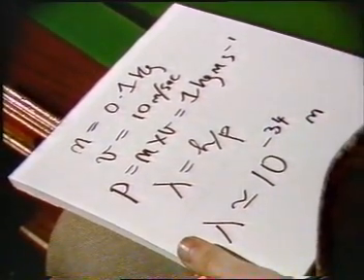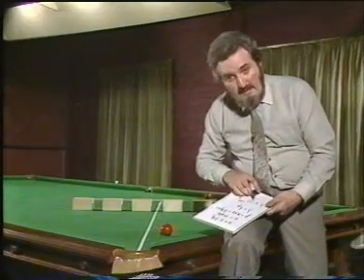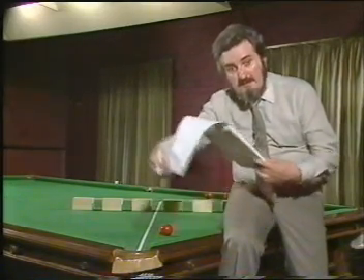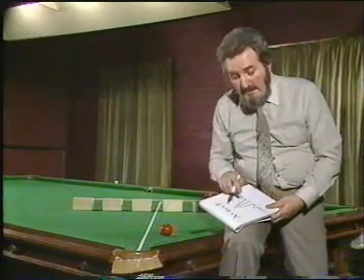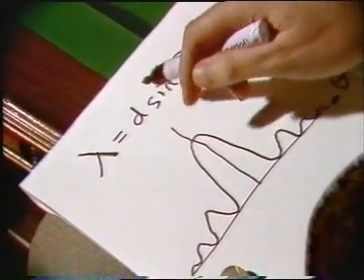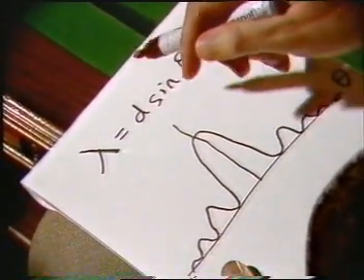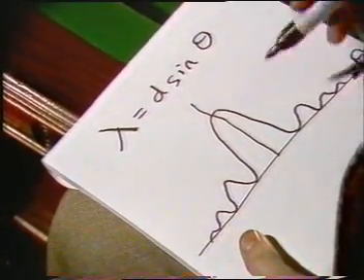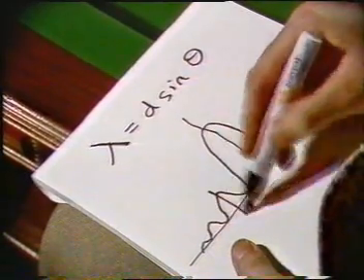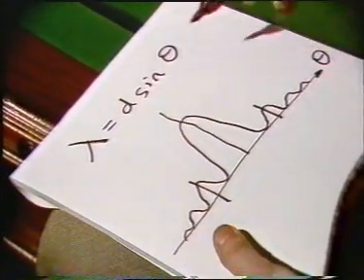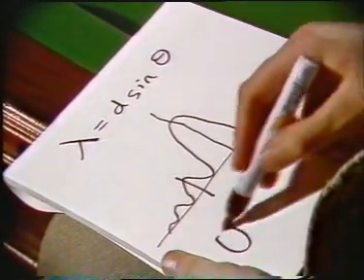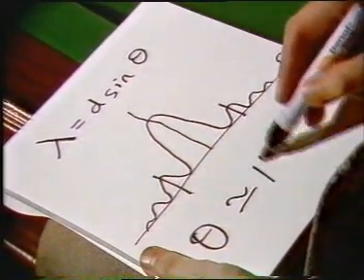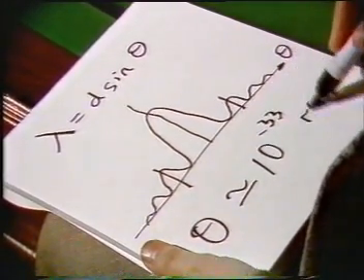Now that's an incredibly small wavelength. Let's see what the equivalent diffraction angle is. This is the formula I need for diffraction. Lambda equals d sine theta. Remember that d is the slit spacing and theta is the angle of diffraction. Here's the first order diffraction here. Well, again, if I put in the numbers, I'll find that theta is about 10 to the minus 33 radians.